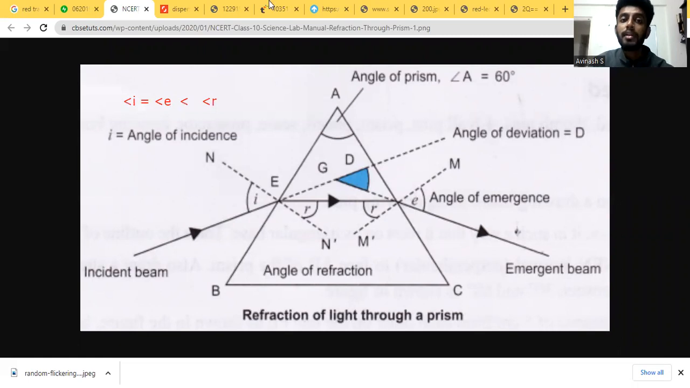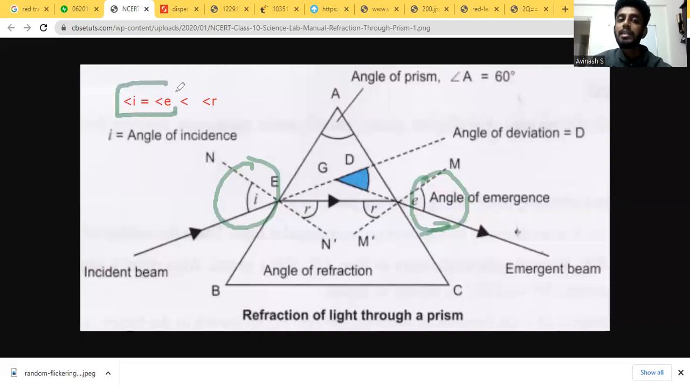So this is a very important relation between angle of incidence, angle of emergence, and angle of refraction. As you can see on the diagram, angle of incidence and emergence will be the same, whereas refraction will be smaller. It will be smaller because it's going from a rarer medium to a denser medium.